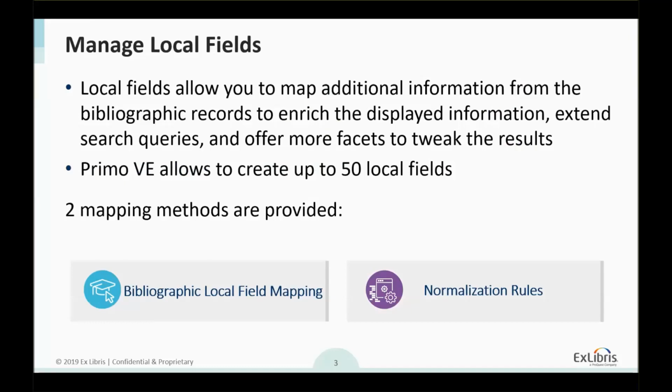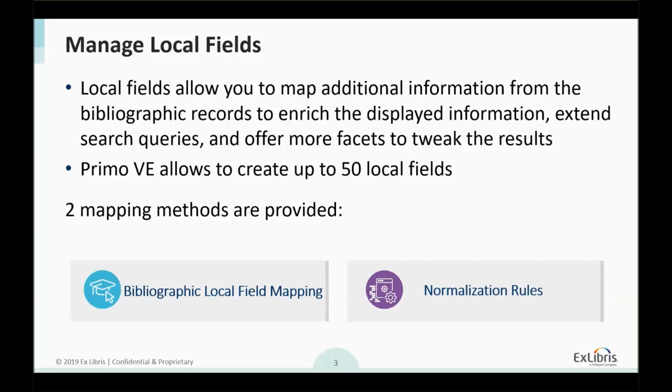For this purpose, we have the ability to add local fields in Primo VE. We have a list of out-of-the-box fields, and if you have additional information, you can create local fields based on your need. We have the ability to create up to 50 local fields, and we provide two mapping methods when creating the local fields.